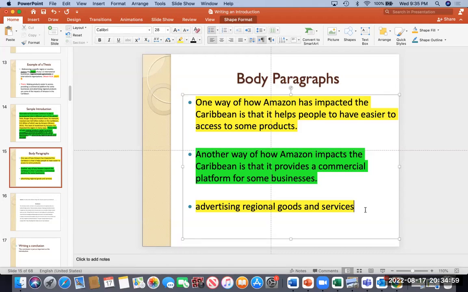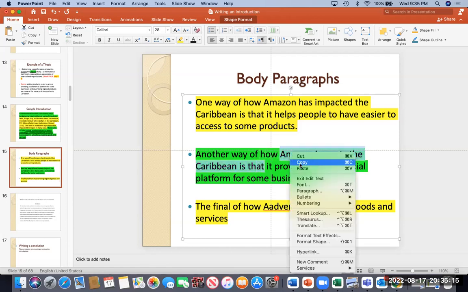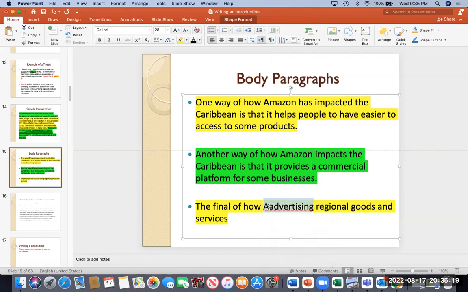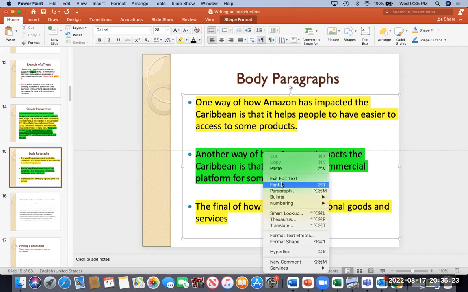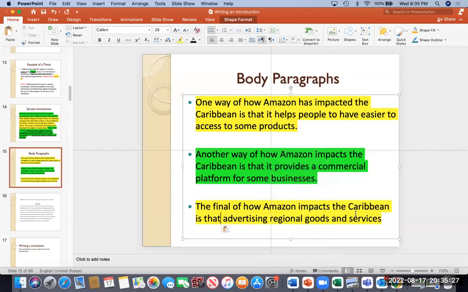The final way or the last way. So I like the first part of what you said: the final way of how Amazon has impacted the Caribbean is that. Okay, so we have the whole thing already. Let's copy this. So the final way of how Amazon impacts the Caribbean is that it helps businesses advertise their goods and services. Can we say that? Yes, sir.